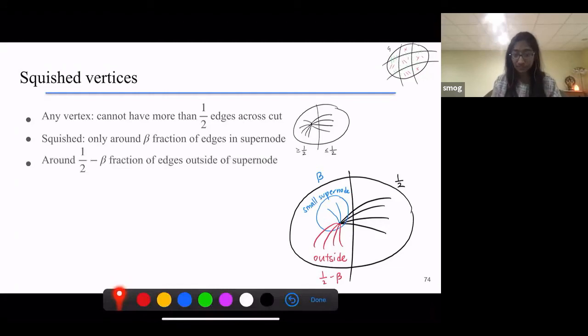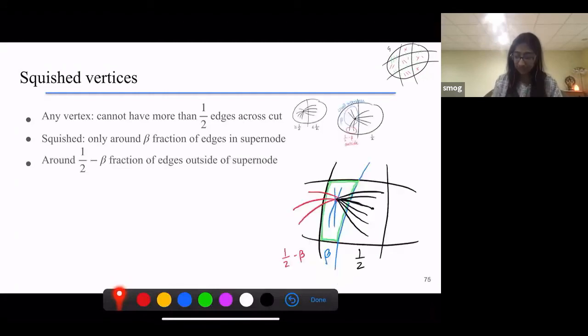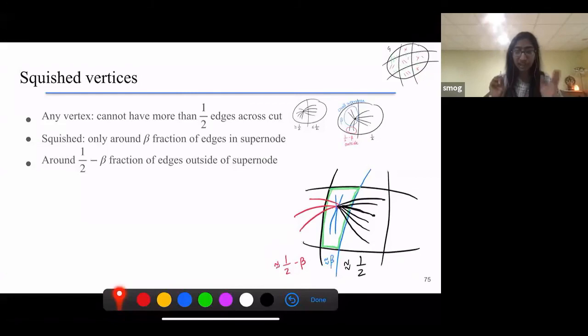So let's see how this looks in our previous diagram. Here we have that you can have at most half black edges, and then at most beta blue edges. So the rest of your edges going outside the supernode must be at least half minus beta. And notice that this is approximate, because these are not exact min cuts. They're approximate min cuts. But what we can prove is that at least some fraction of your edges, if you're a squish supernode, must go outside of your supernode.